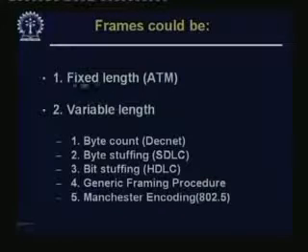Now, frames could be fixed length like ATM. So, ATM cells are of fixed length. Once you have synchronized, you know that they are going to come with a 53 byte kind of regularity. But frames could be variable length also, in which case we use byte count, byte stuffing, bit stuffing, generic framing procedure, Manchester encoding, etc.